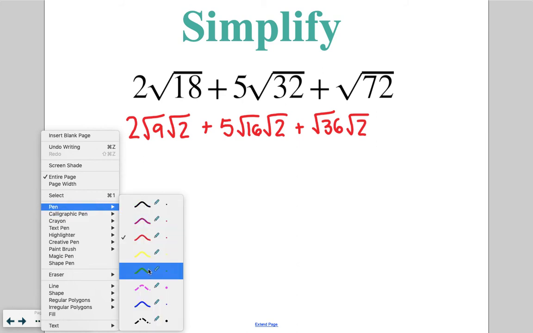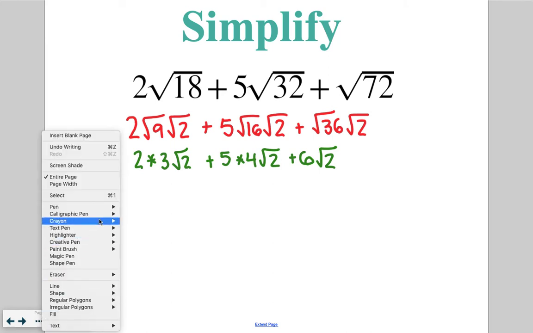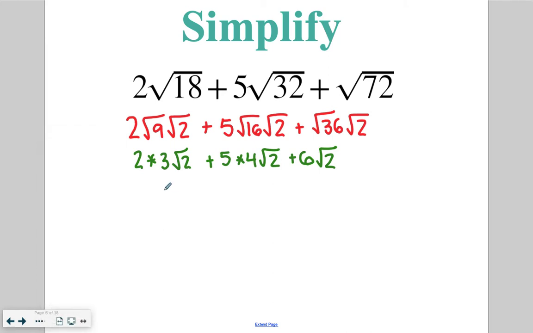So the square root then of 9 is 3. So I've got 2 times 3 square roots of 2 plus 5 times 4 square roots of 2 plus 6 square roots of 2. Then I'm going to go ahead and follow PEMDAS, and I need to solve those multiplication pieces. So in the front part, I have 2 times 3, which gives me 6 square roots of 2. In the middle, I've got 4 times 5, which gives me 20 square roots of 2. And then in the back part, there's nothing to multiply, so it's just plus 6 square roots of 2.